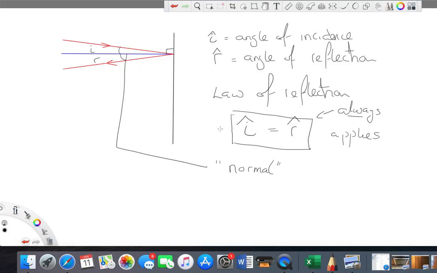Okay? And you need to know and be able to apply that, remembering that your angles are measured from the ray to the normal. It isn't this angle, and it isn't this angle. It is the angle between the ray and the normal. So the angle of incidence is the angle between the incoming ray and the normal, which is at right angles to the surface. The angle of reflection is the angle between the outgoing ray and the normal, which is at right angles to the surface. So that's the law of reflection.